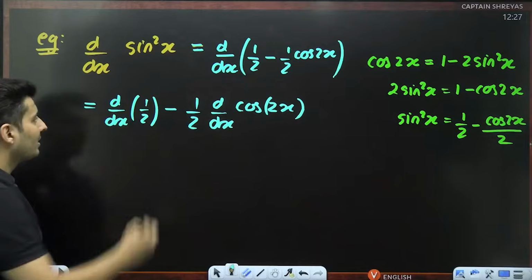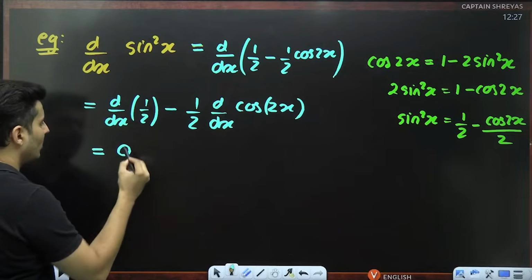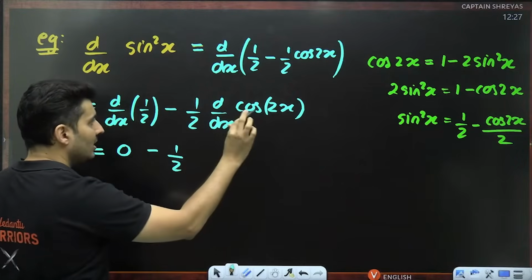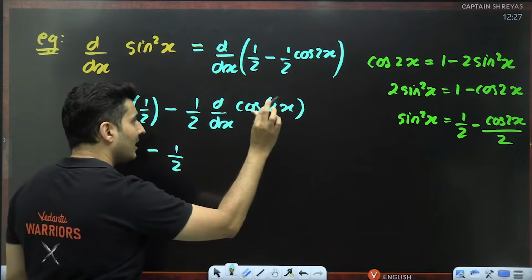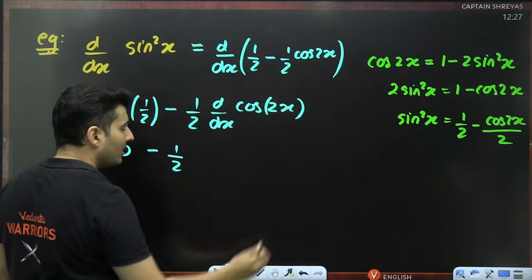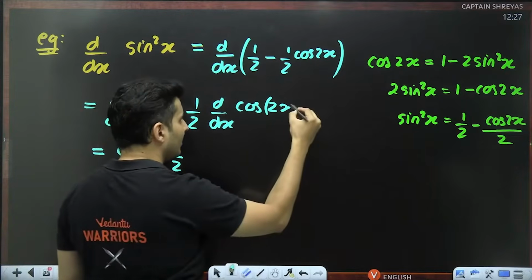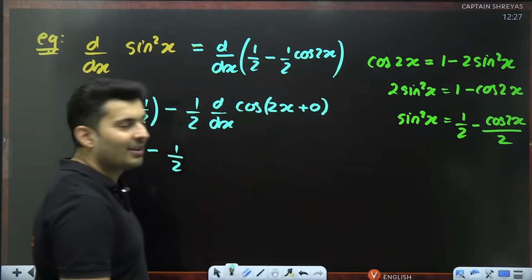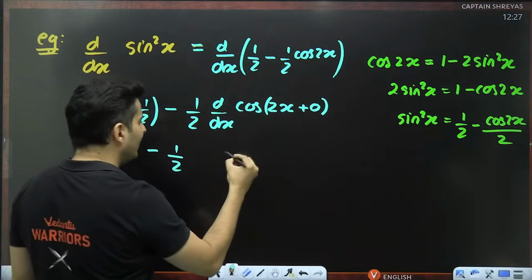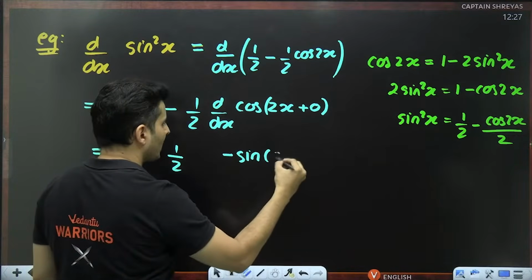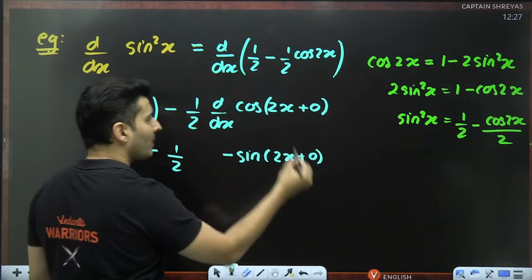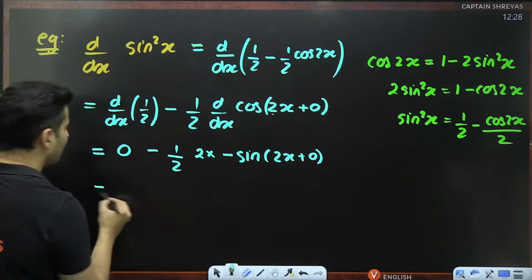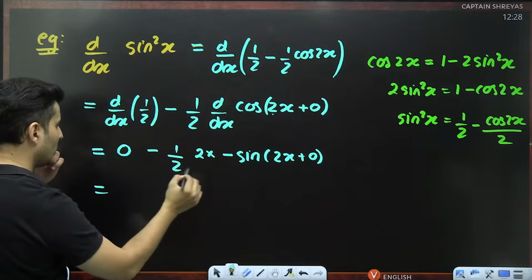Cool. Now see, what is the derivative of half? Half is a constant. A constant's derivative is always 0, minus half this as it is. Now understand, this is actually ax plus b form. b is hidden by putting a 0. Just look at it. We know this. Cos's derivative is negative sine, so put a negative sign, and in the ax plus b form, whatever is the coefficient of x is multiplied. So 2 into that.